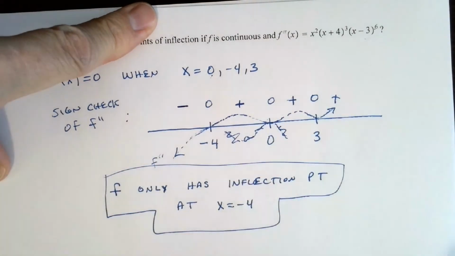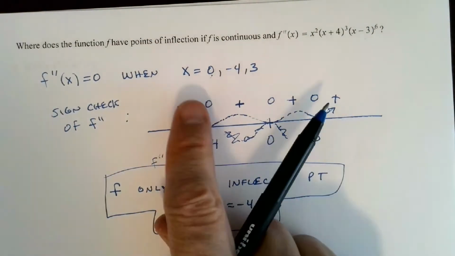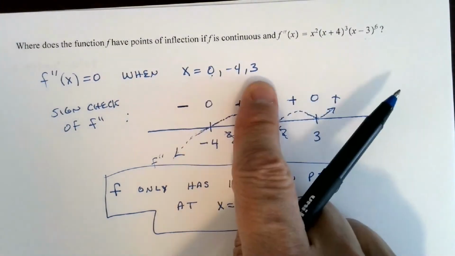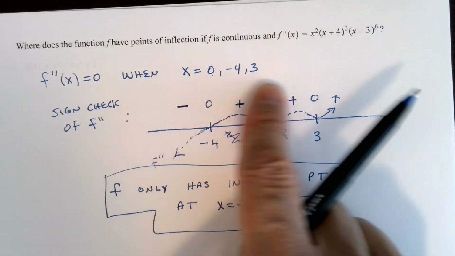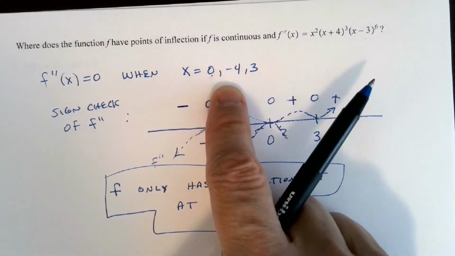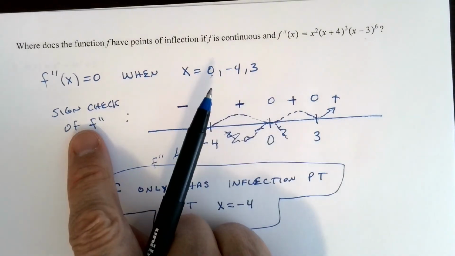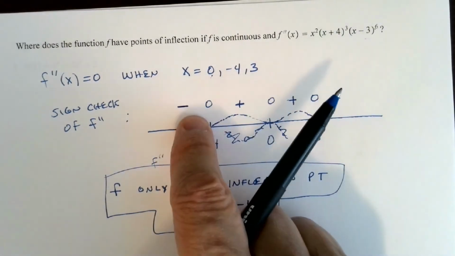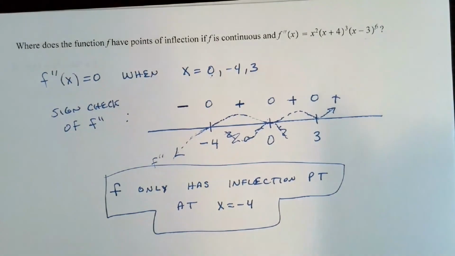A lot of times I'll ask a question about how many inflection points does a function have, and I give you this second derivative, and this information is usually given. Just because you're saying that's when the second derivative is 0, well, it has to be a change in sign in the second derivative. It has to change from concave down to concave up, or vice versa.